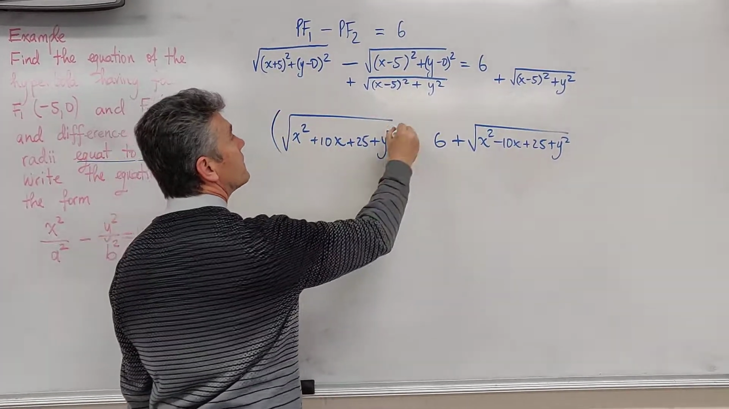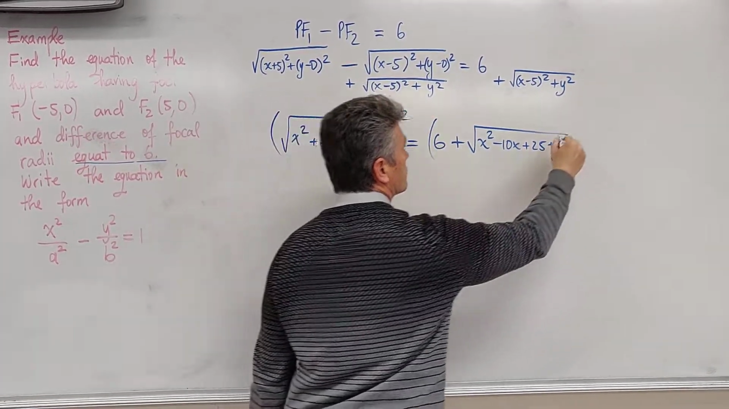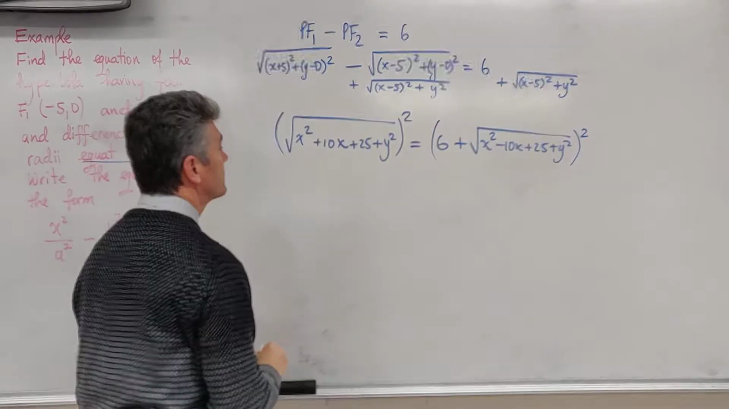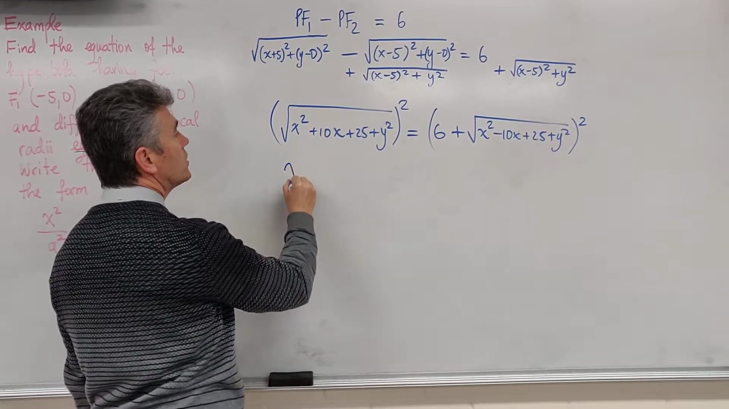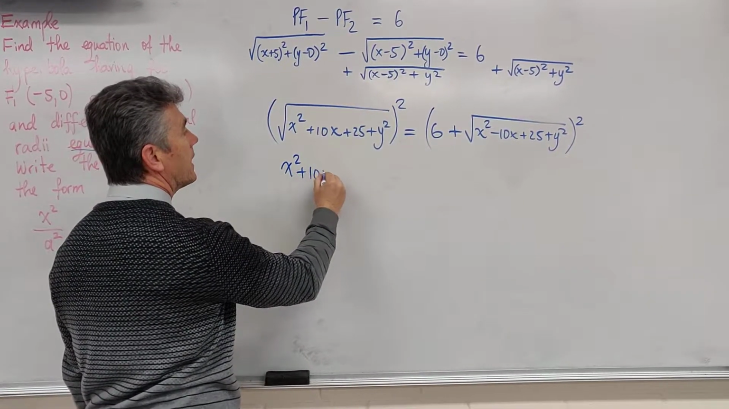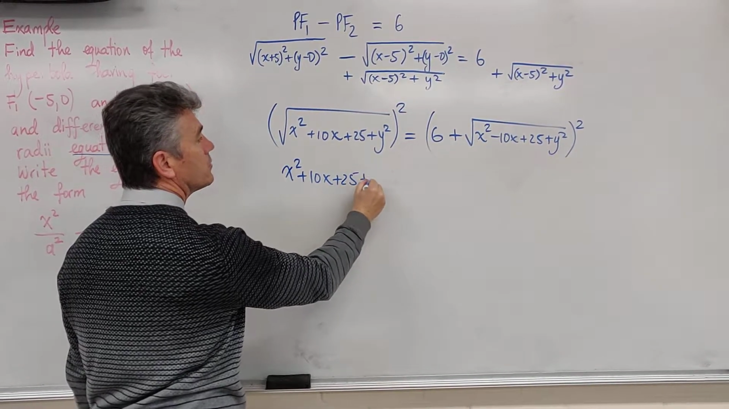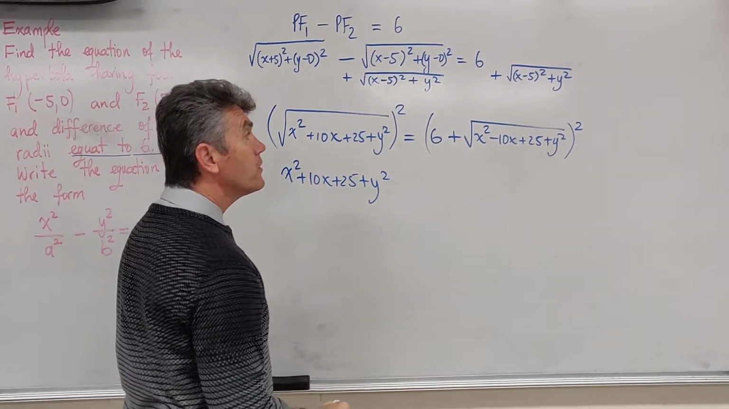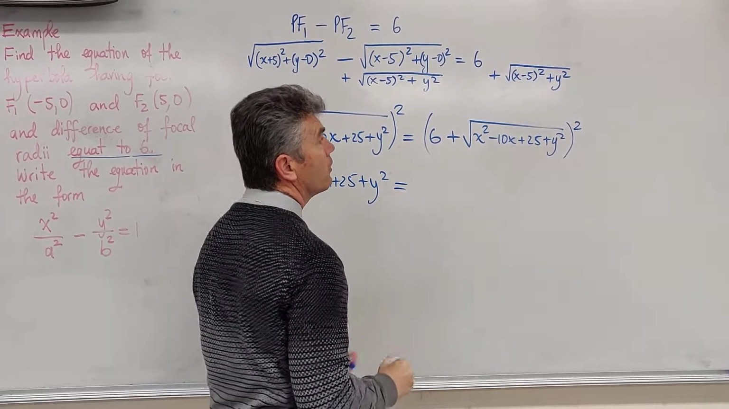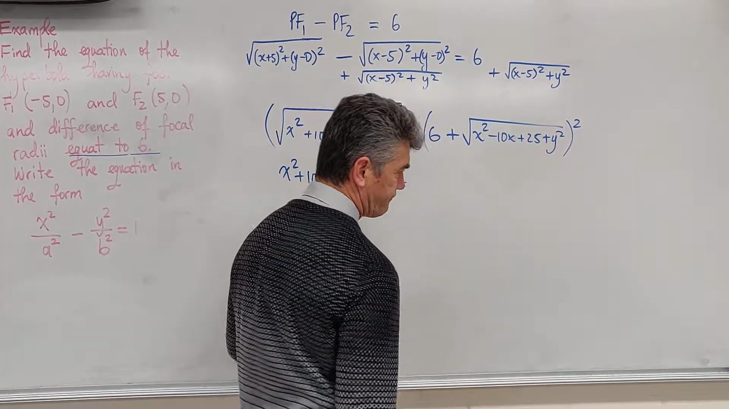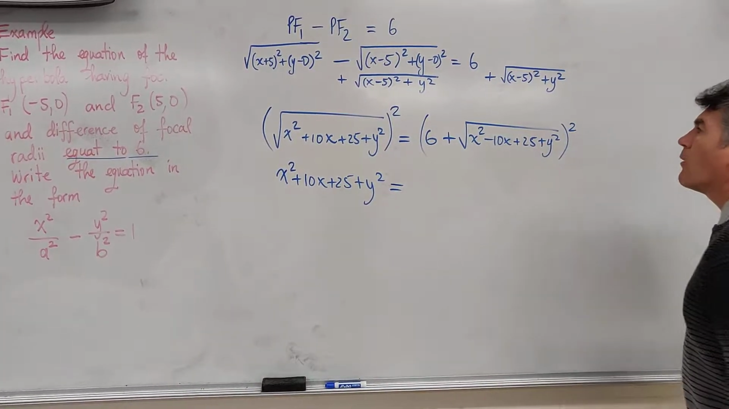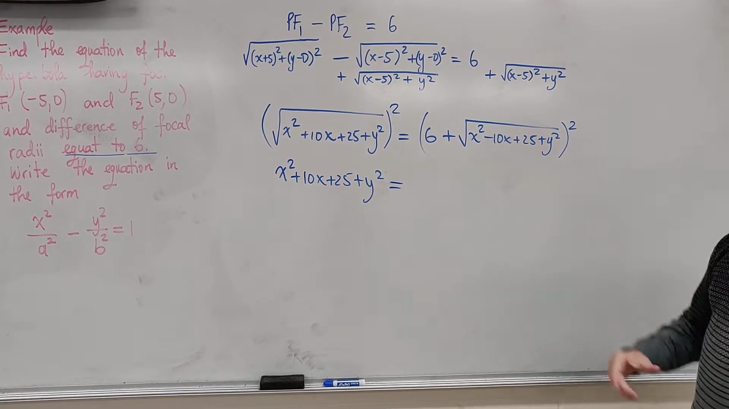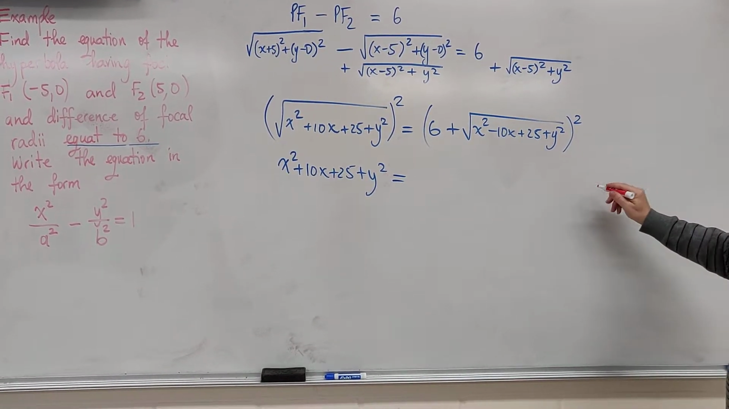Our goal is to get rid of the square roots. So let's square them. Left side is easy. We just get x squared plus 10x plus 25 plus y squared. For the right side, we're going to do a little bit of scratch work. We're going to write the quantity that we see here twice.